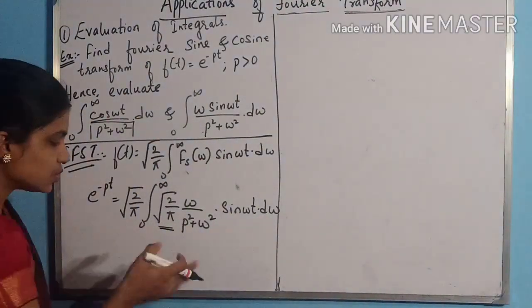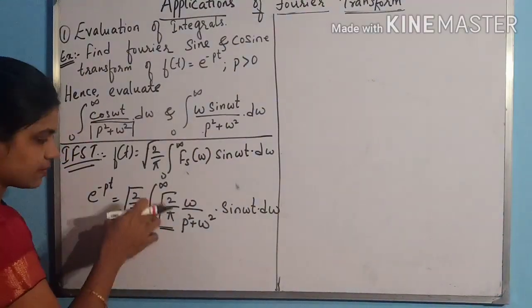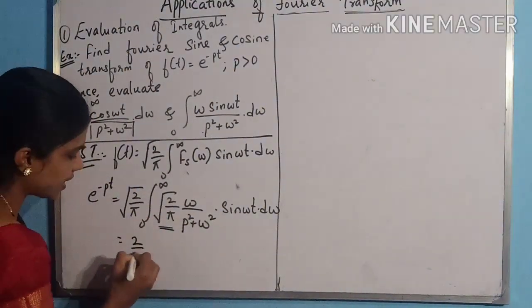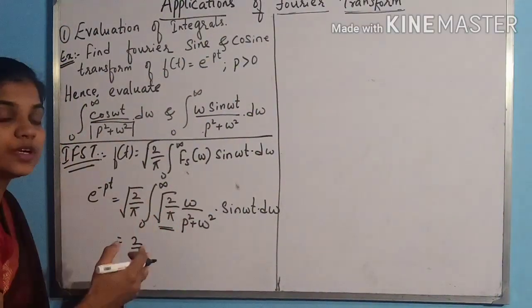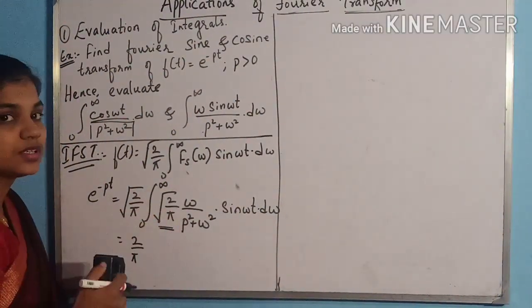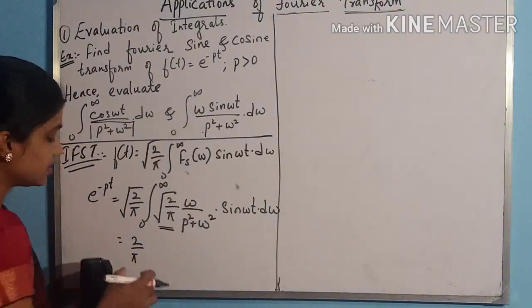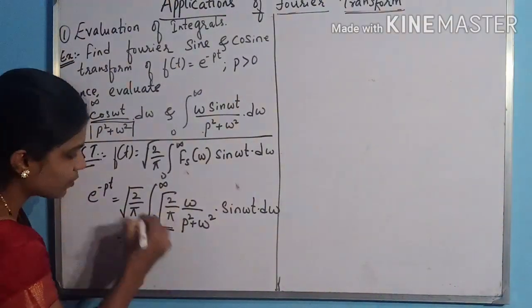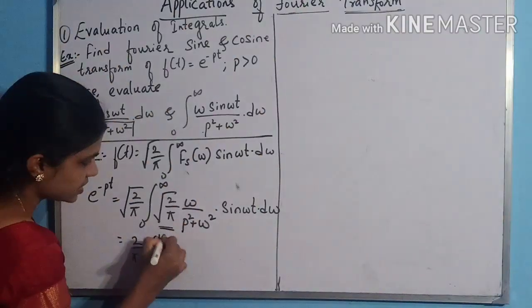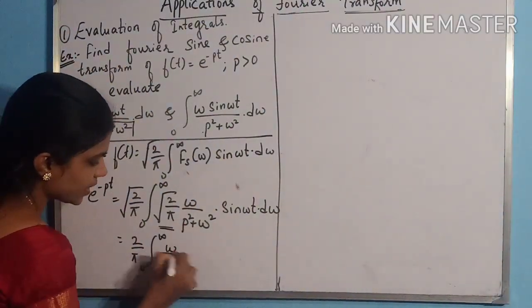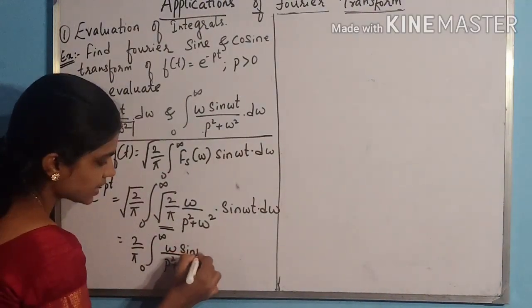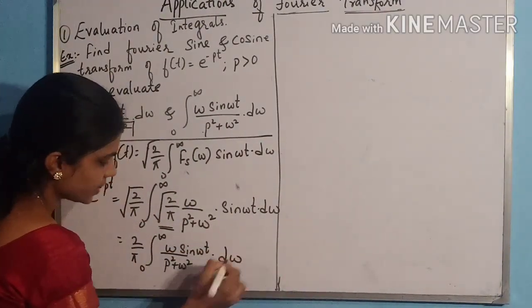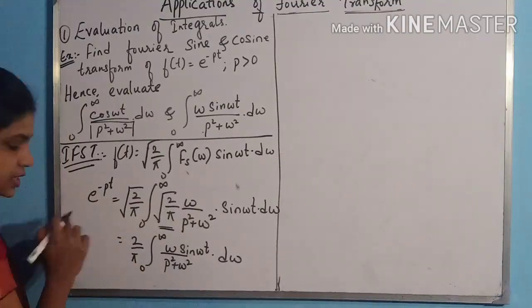So root 2 by pi, if I take it outside, what am I going to get? Square root of 2 by pi into square root of 2 by pi is square root of 2 by pi the whole square. So the square root is getting cancelled here, and we have only 2 by pi. And what is left inside the integral is 0 to infinity omega upon p square plus omega square sine omega t d omega. So this is e raised to minus pt.